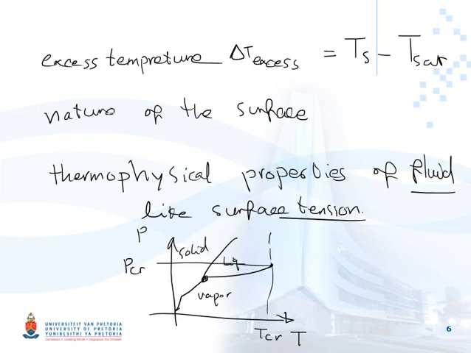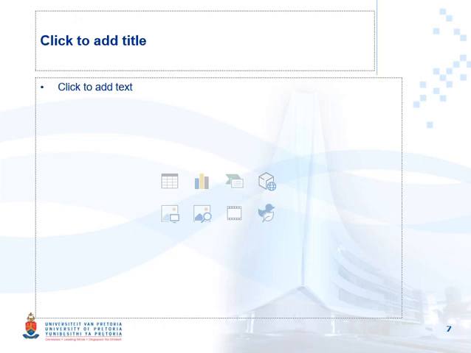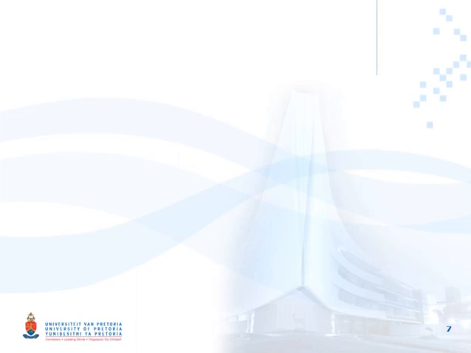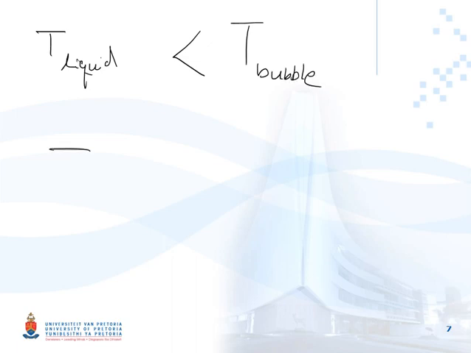So when the liquid is at a lower temperature than the bubble, what will happen? Basically there are two different conditions. The first one is temperature of liquid lower than temperature of bubble. Or T liquid is greater than T bubble. So in these two conditions, what will happen?